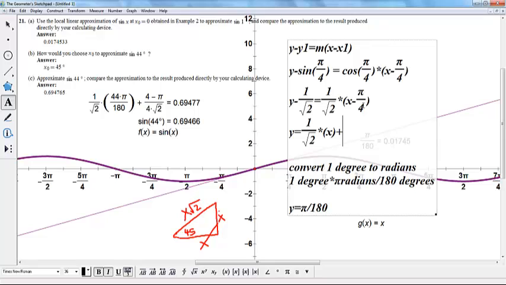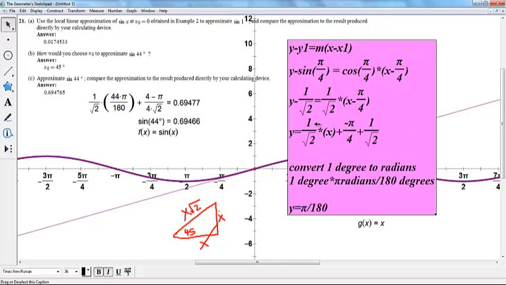So another way to think about that is we can simplify that. This is really just algebra, but negative pi over 4 plus this right here, 1 over the square root of 2, because I'm bringing that to the other side. So we have 1 over the square root of 2 times x plus negative pi over 4 plus 1 over the square root of 2.